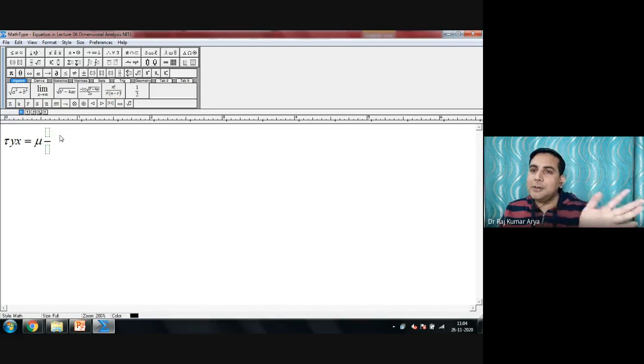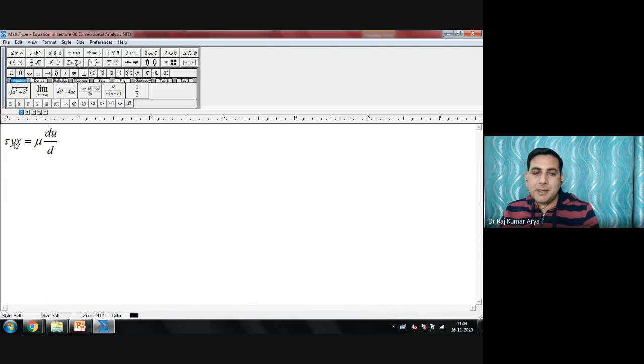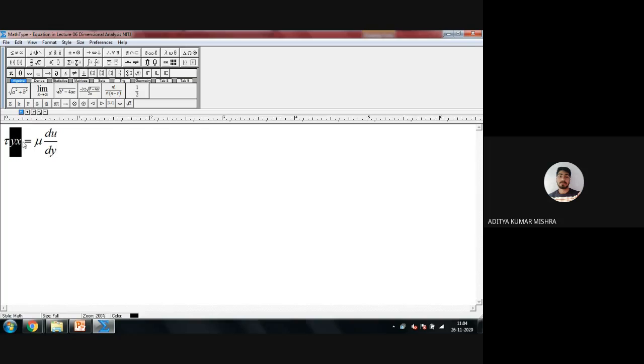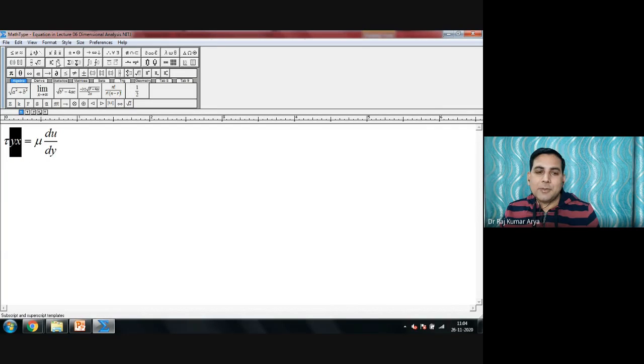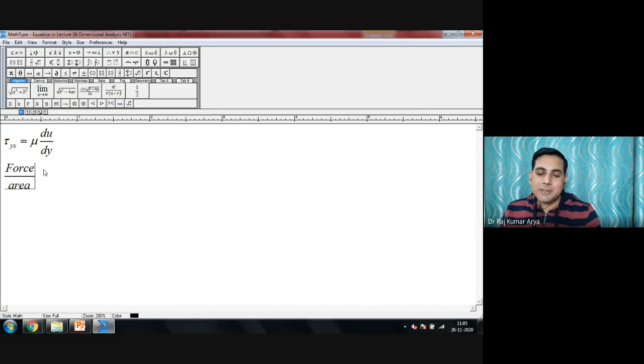If you don't remember anything, then dimensional analysis will help, without any doubt. It comes from dv by dy. So this is your Newton's law of viscosity, right? If I don't know the dimension of the viscosity, I can calculate it from here. What is the first term? Shear stress, right? What is the dimension of the shear stress? What is shear? Force upon area, Newton per meter square. Force upon area is called shear.